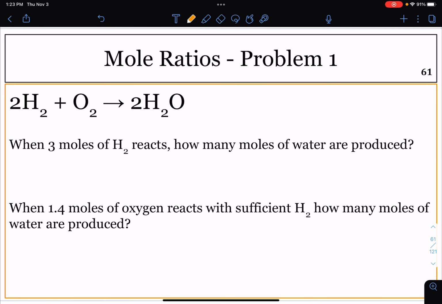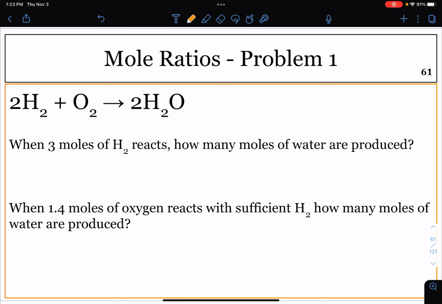This is the first problem in problem set 4.3. We will use this chemical reaction, 2H2 plus 1O2 turns into 2H2O, in order to solve. Part A says, when 3 moles of H2 reacts, how many moles of water are produced? Pause to see if you can come up with an answer before moving on. The answer is 3 moles of water will be produced.